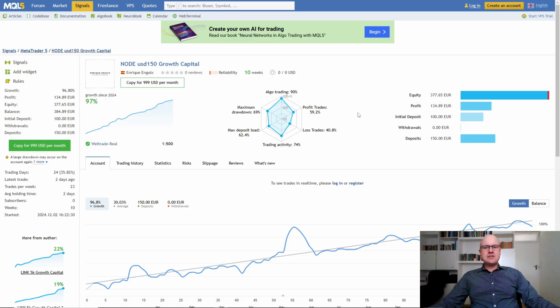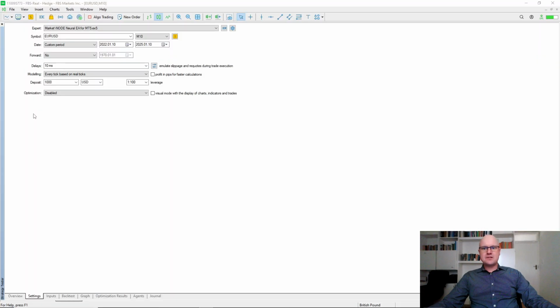So now that we've looked at the description and the real results, let's take a look at the backtest. You'll be using the Euro USD symbol on the 10-minute time frame.